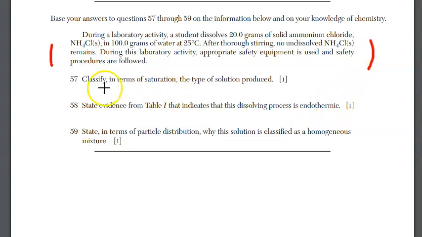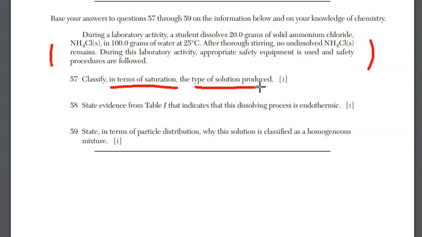For 57, classify in terms of saturation the type of solution produced. What they're asking for is: is the solution unsaturated, meaning you could add more and it would still dissolve? Saturated, meaning you've maxed out the amount of ammonium chloride in that 100 grams of water, and if you add more, it'll just fall to the bottom? Or is it called supersaturated, where if you add more, you have all this excess coming out?